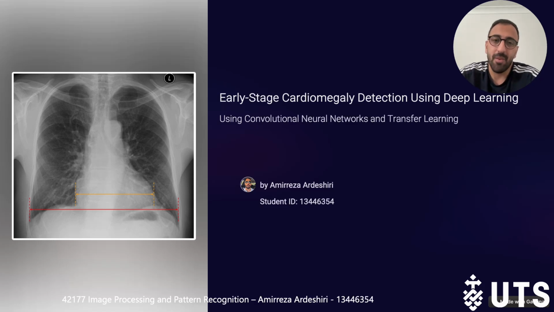Hello, my name is Amirreza Ardeshiri, and today I'll be presenting my project on early stage cardiomegaly detection using deep learning. This presentation is part of the image processing and pattern recognition course. My goal is to discuss how deep learning models, specifically CNN, can be used for detecting cardiomegaly from X-ray images.